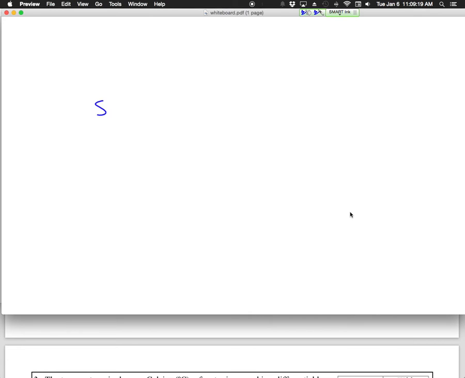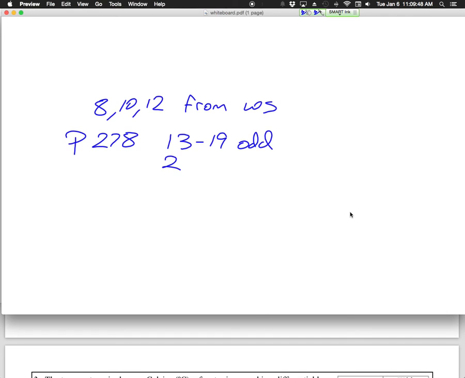All right, I want you to finish up 8, 10, and 12 from the worksheet, on the first page in the middle section of the front side. And then I want page 278. I want 13 to 19, I want 22, and then I want 33 to 44.